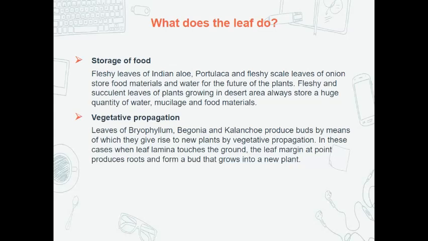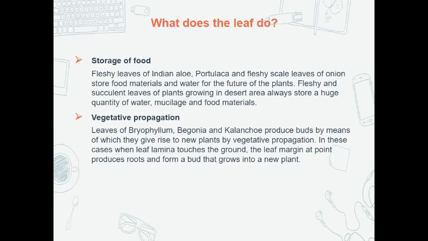So, leaves help to store the food. So, fleshy leaves of the aloe vera plant or the portulaca or the fleshy leaves of onion or the cactus plants which you see in the desert regions. All these help to store food materials for future of the plants. Even the succulents like your jade also store water and other food in the leaves of the plant.